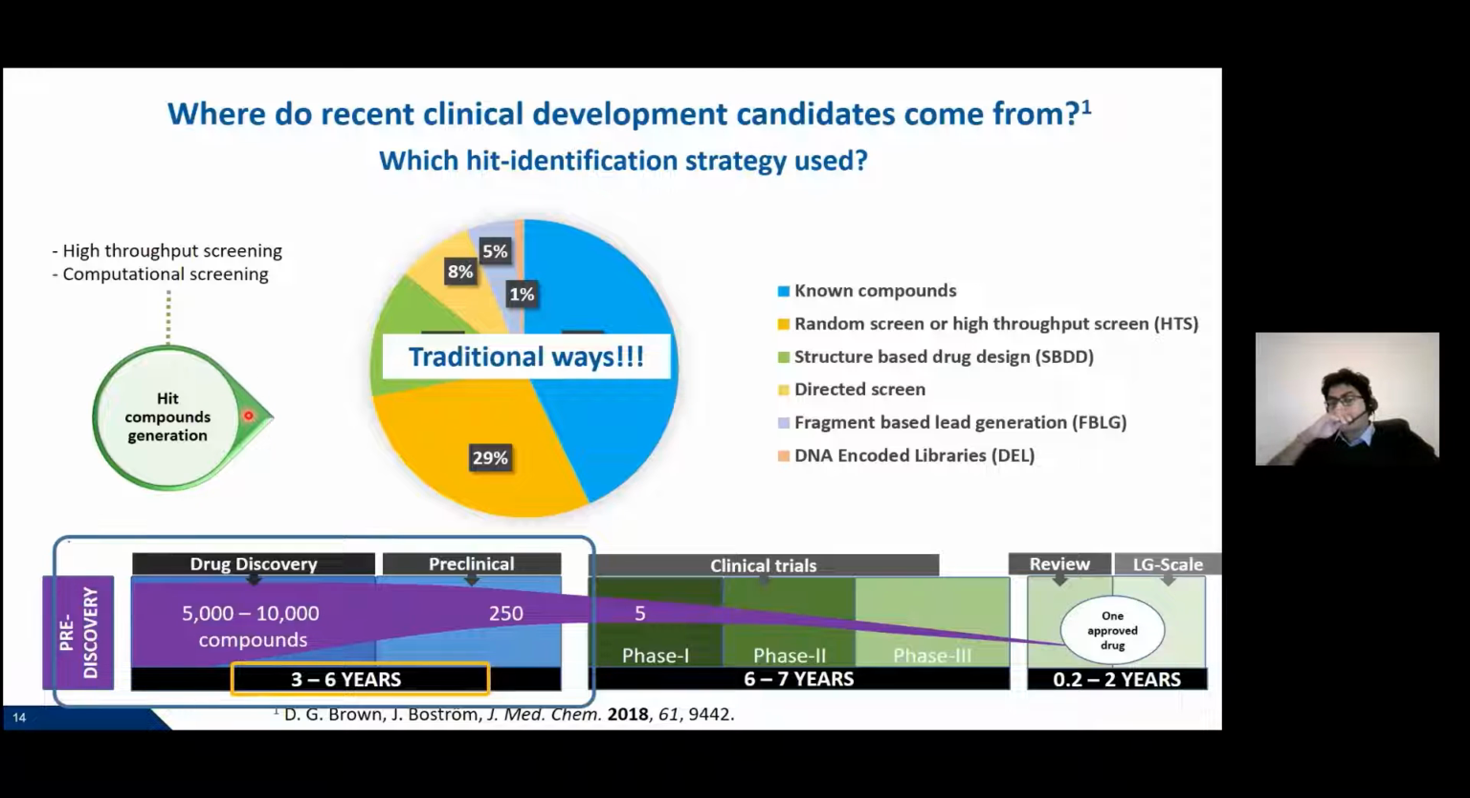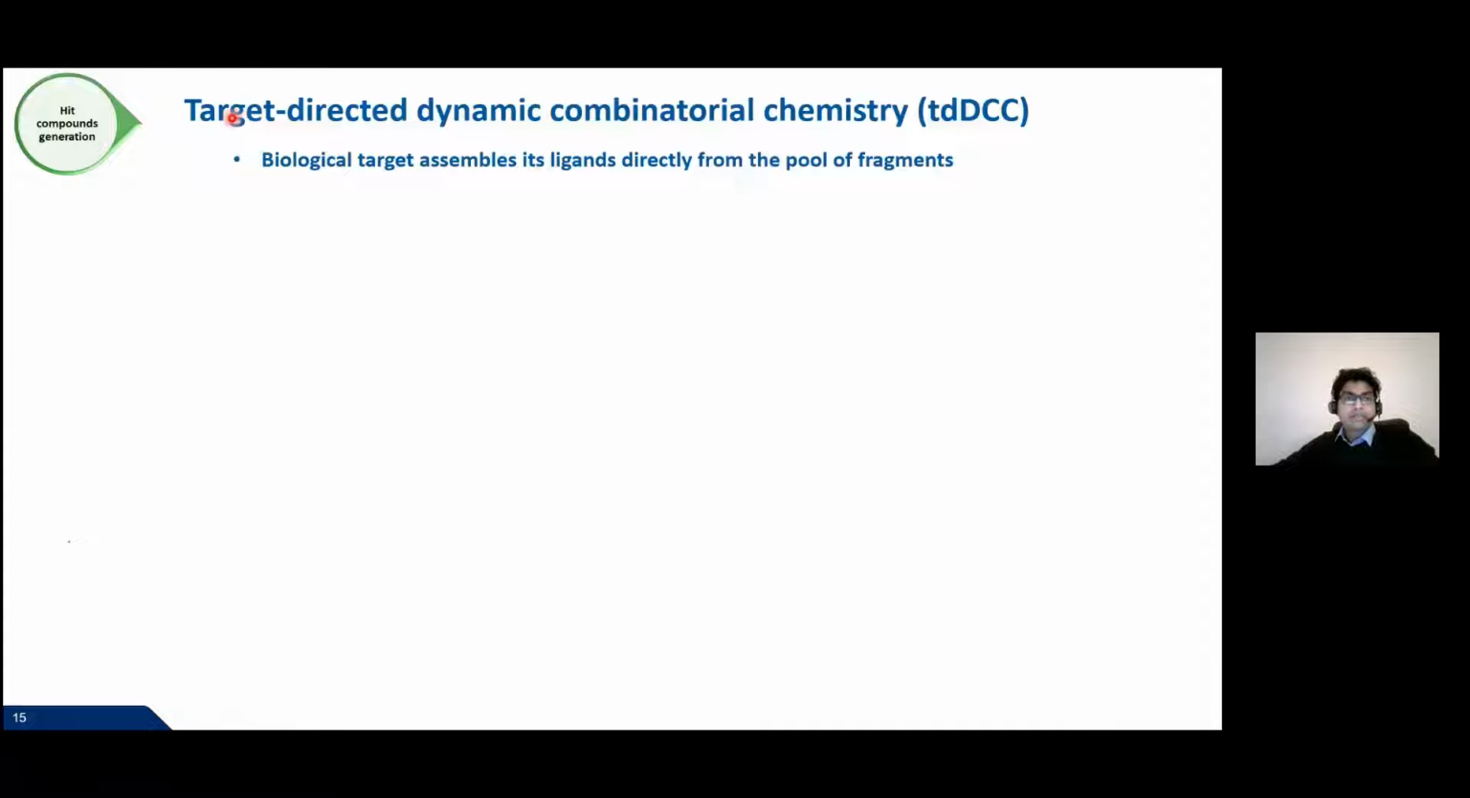What is a high quality hit compound? It is a compound which shows really nice activity on a target, and has more chances to go through the whole clinical process without failing. And here it comes, the target directed dynamic combinatorial chemistry. What is unique about this chemistry? Here the biological target, which I will discuss in detail in my next slide, is just a protein inside a bacteria or virus which is responsible for some of their functions, for example replication.